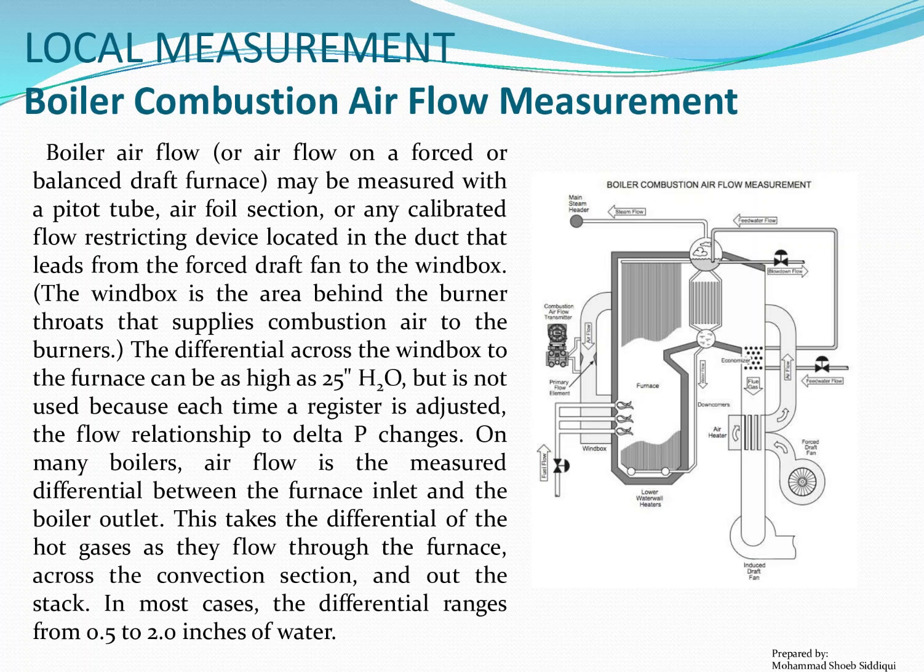Boiler combustion airflow measurement. Boiler airflow on a forced or balanced draft furnace may be measured with a pitot tube, airfoil section, or any calibrated flow restricting device located in the duct that leads from the forced draft fan to the wind box. The wind box is the area behind the burner throats that supplies combustion air to the burners. The differential across the wind box to the furnace can be as high as 25 inches H2O, but is not used because each time a register is adjusted, the flow relationship to delta P changes.